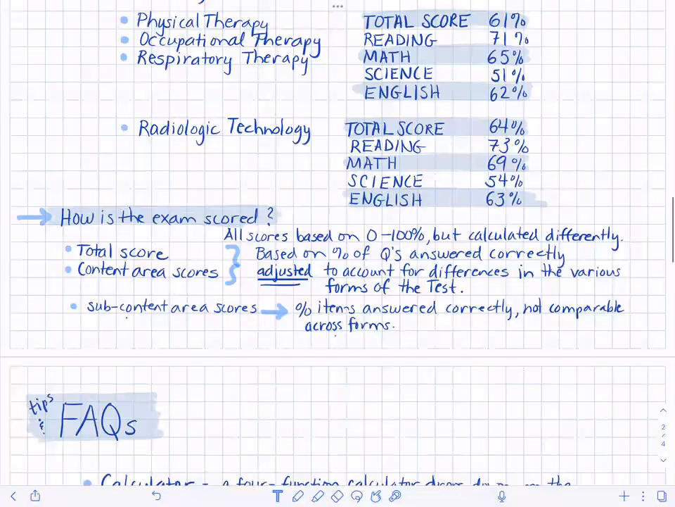Now, just how is the exam scored? All the scores are based on 0 to 100% for the content area and the total scores. It's based on the percentage of questions answered correctly. That score is adjusted to account for differences in the various forms of the test. So they look at the difficulty of questions on the various forms of the test and adjust the scores as necessary so that it can be fair. The sub-content area scores are percent of items answered correctly, but they're not comparable across forms. So they're not used for your total score.